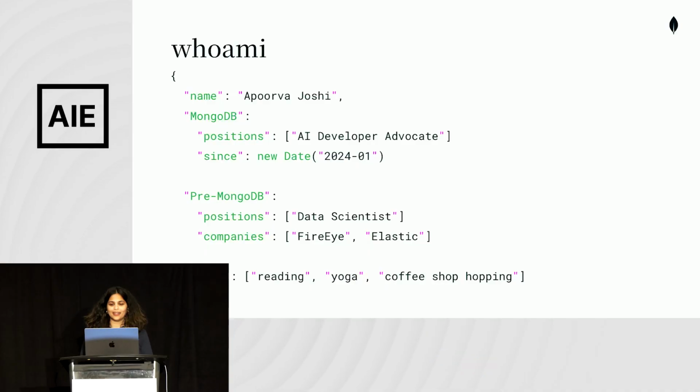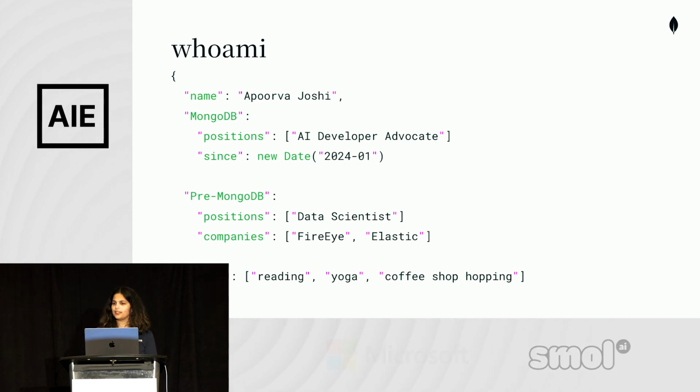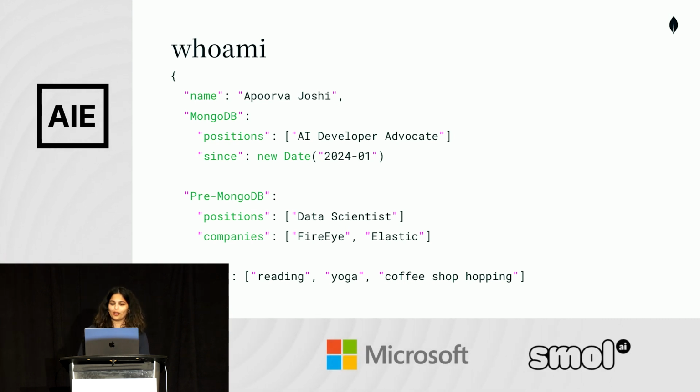Here's a little bit about me. I'm Apoorva, and I'll be your lead instructor for today. Five months ago, I stepped into my first ever developer advocacy role at MongoDB, and prior to that, I spent about 6 years as a data scientist in the cybersecurity space, applying machine learning to problems like phishing detection, malware, and ransomware detection, that kind of stuff. Outside of work, I read a lot, try to do yoga regularly, and I'm always on a mission to hit as many local coffee shops as I can.